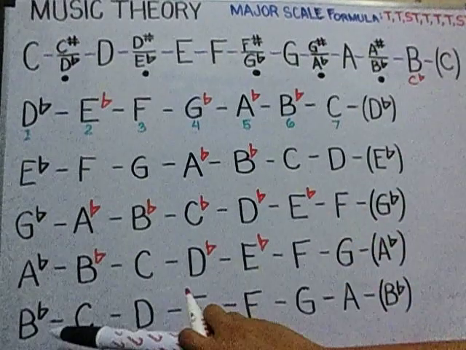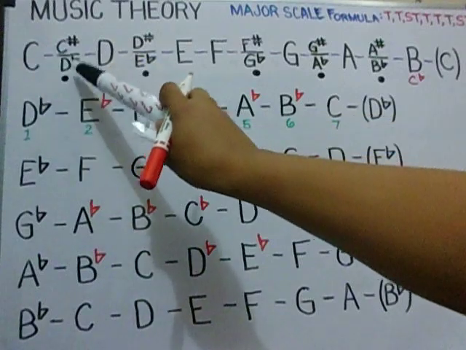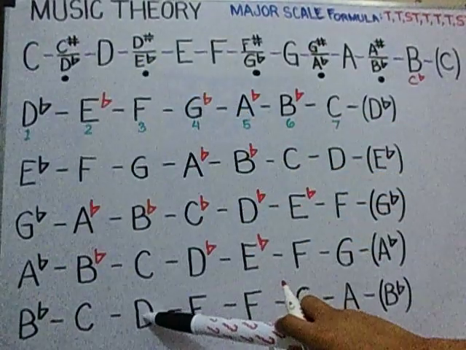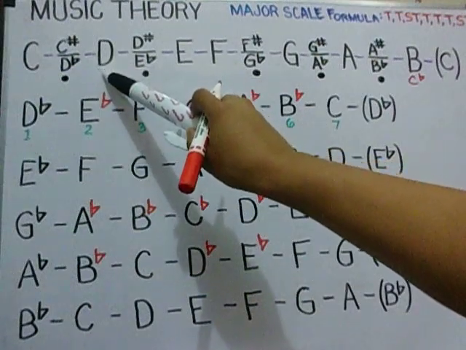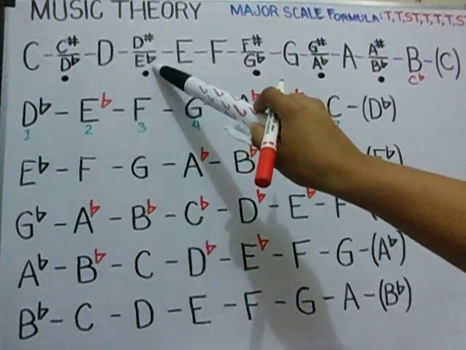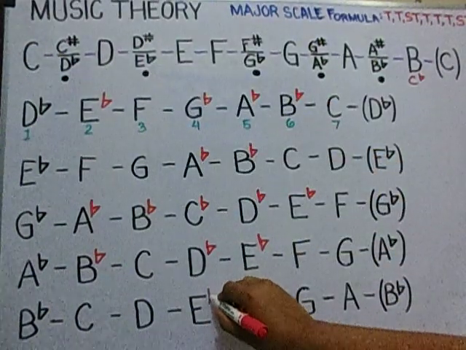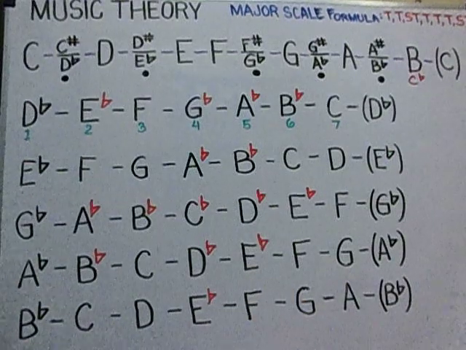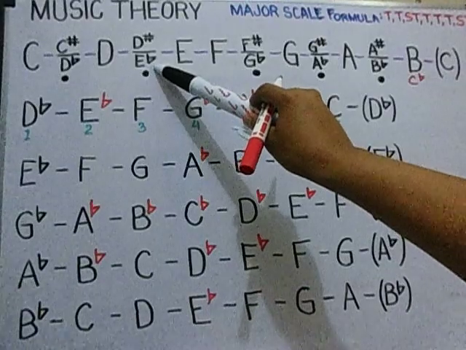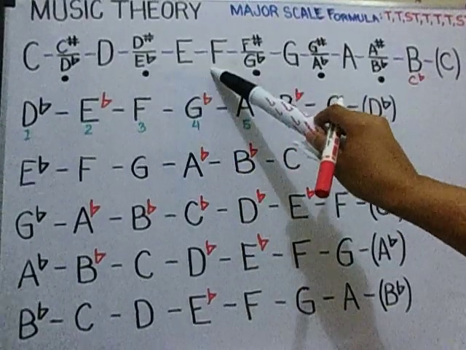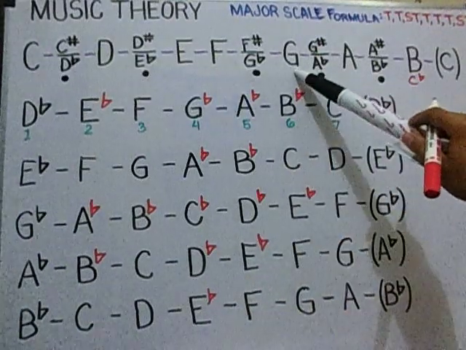So we landed on C. From C, we take another tone, 1, 2. So this is D. From D, we take a semitone or one step, 1. So we landed on E flat. Okay. From E flat, we take another tone, 1, 2. So this is F.